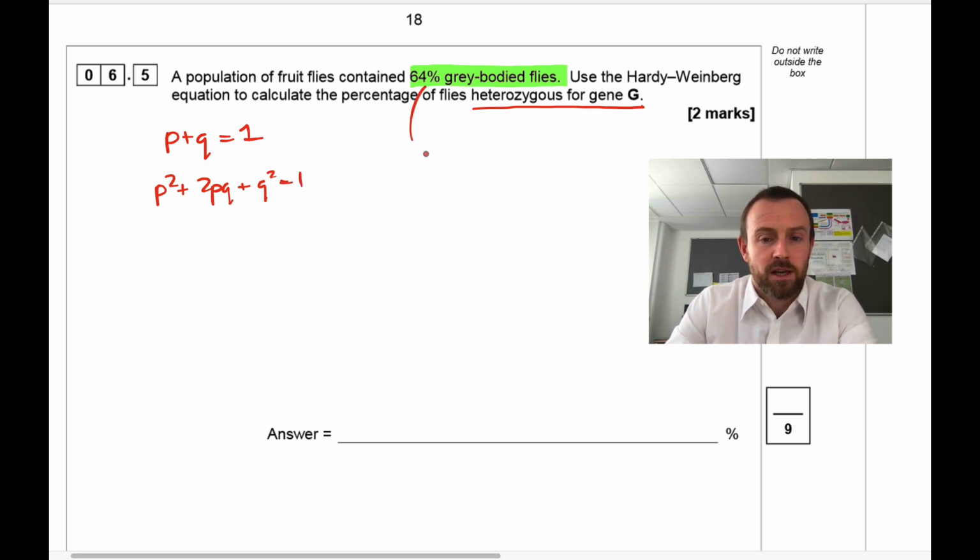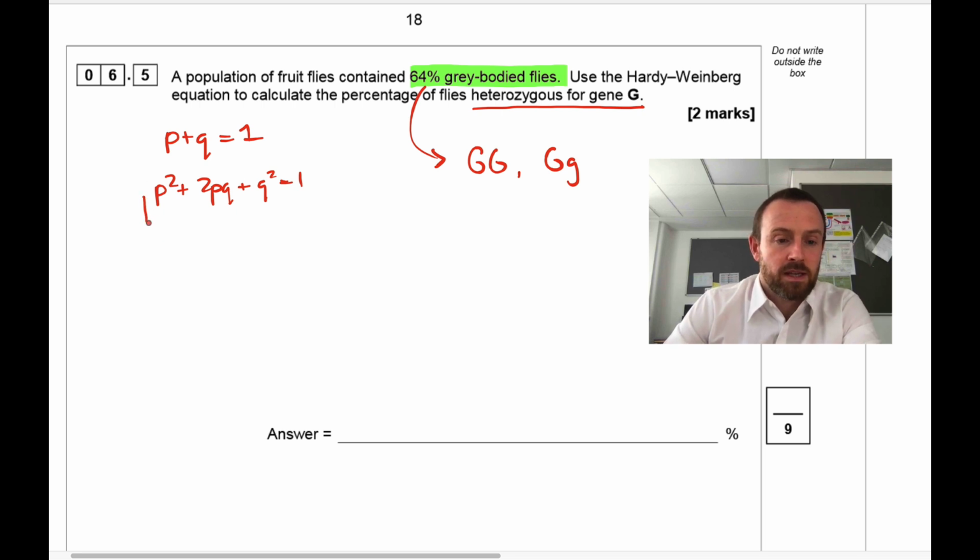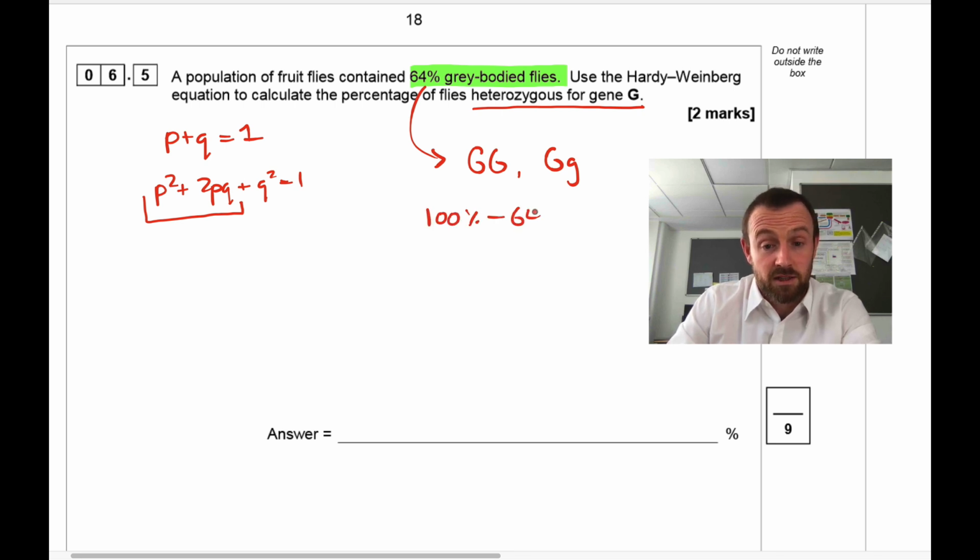Now, it's a little bit tricky because 64% grey-bodied flies, if you're a grey-bodied fly, you might be homozygous, in which case you'd be big G, or you might be heterozygous, in which case you'd be big G, little g. So this 64% is not your P squared. It's actually your P squared plus your 2PQ, because the P squared is the big G, and the 2PQ is the big G, little g. So actually, what you want to do is 100% minus 64% is equal to your Q squared.